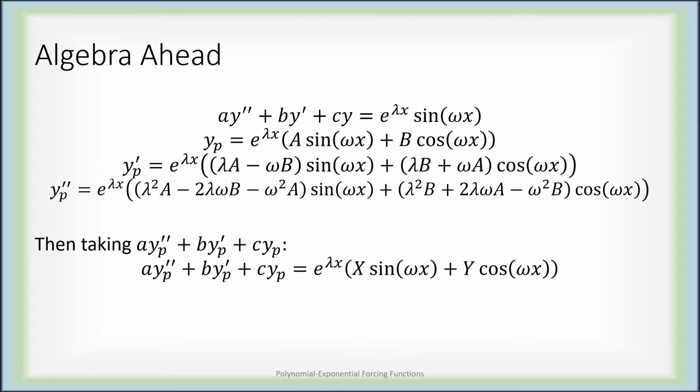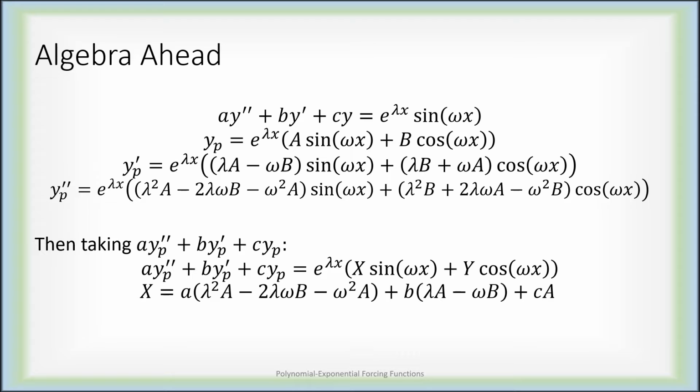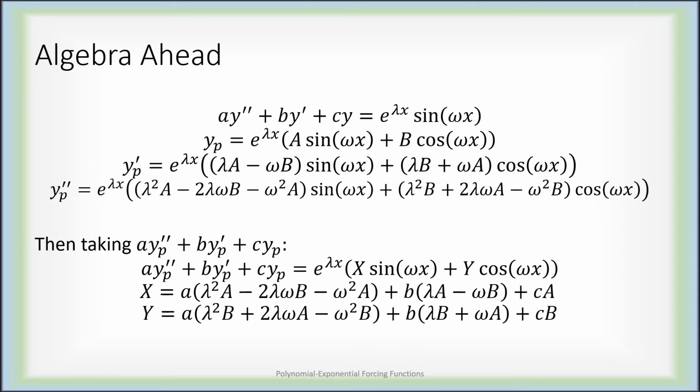So a y_p double prime plus b y_p prime plus c y_p is just e to the lambda x and then something times a sine and something times a cosine. You can see quite directly if I take this and multiply it by little a, and this and multiply it by little b, and this and multiply it by c, everything's got an e to the lambda x that I can factor out. Then I've got a bunch of sines and cosines. So ultimately, we're going to group all the sines together and all the cosines together. The multiple in front of the sine turns out to be this right here, and the multiple in front of the cosine is this expression right there.